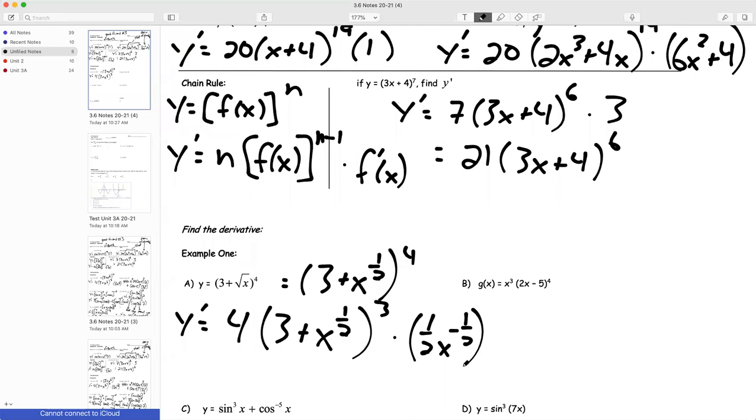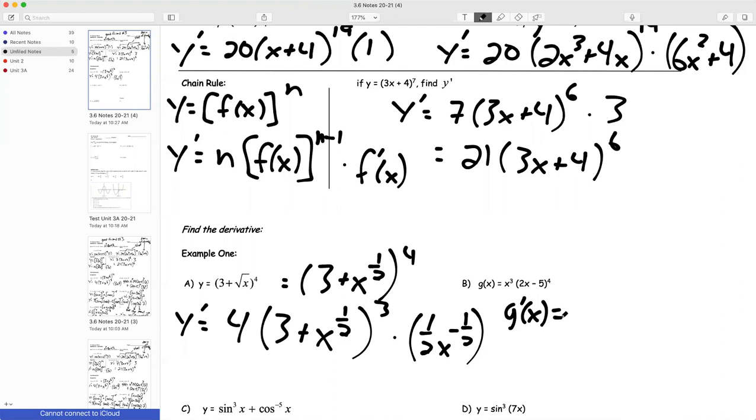Well, the next one I like because my two good friends are getting together and socializing. We have g of x is equal to x cubed times 2x minus 5 raised to the 4th power. They're multiplied together. So to take the derivative, I got to use my good friend number 1, the product rule. And I'm a little slow today, as usual. What's the product rule? I always forget. Hold on, let's work it out.